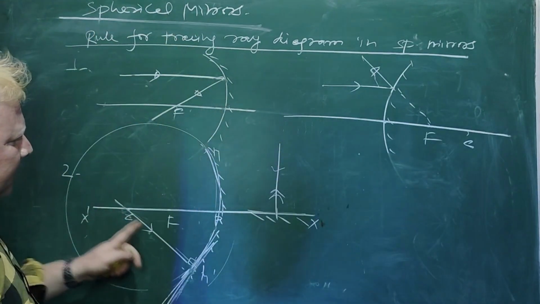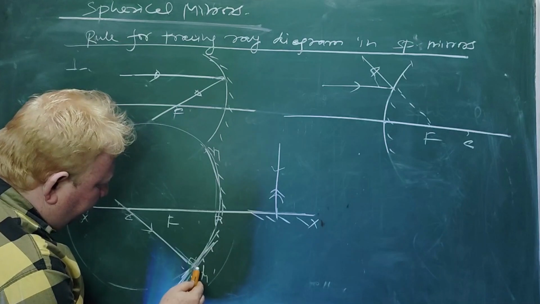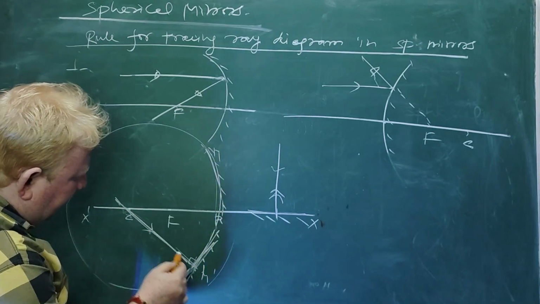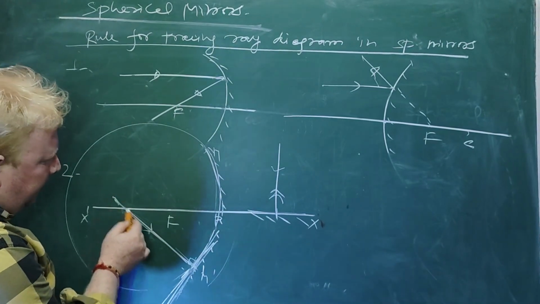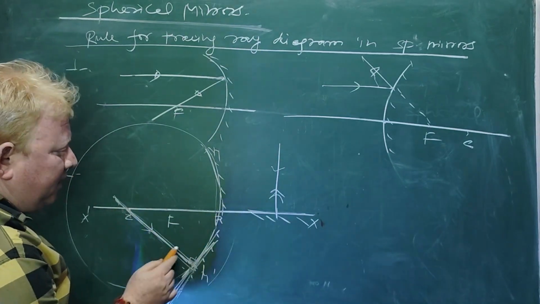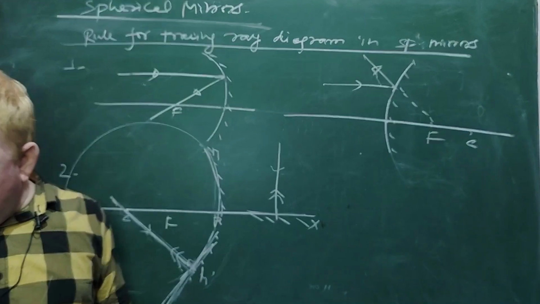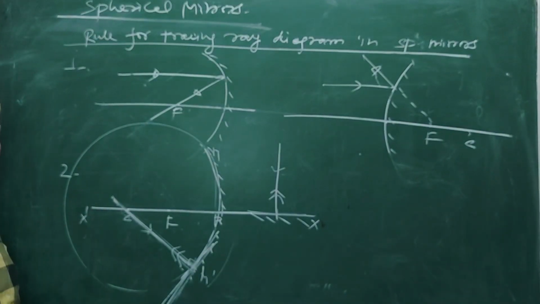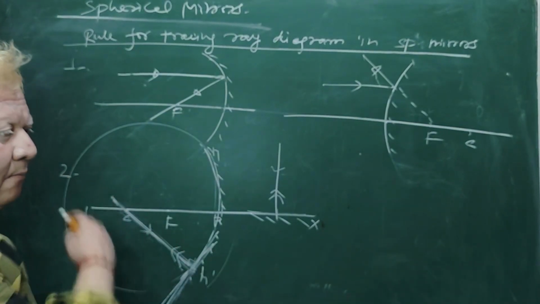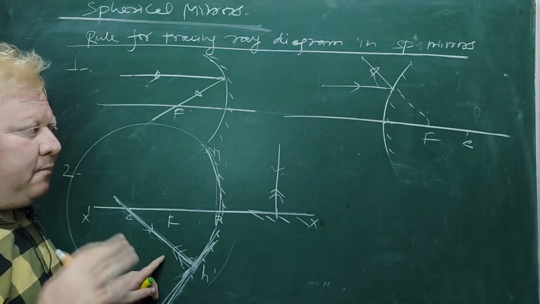Here also it is the same case. When the light ray is coming passing through the center of curvature, then after reflection it will retrace back along the same path. Okay, along the same path.